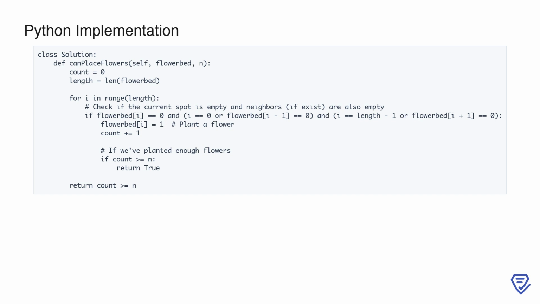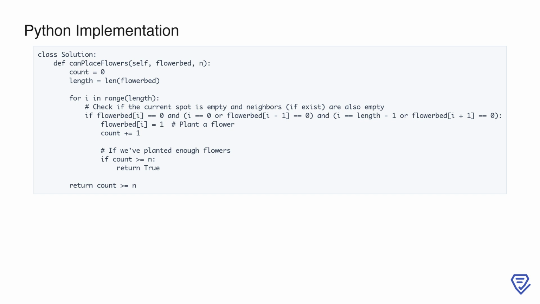3. Plant a flower. If the current spot satisfies the conditions, a flower is planted by setting flowerbed[i] to 1, and count is incremented. 4. Early exit. If count reaches or exceeds n, the function immediately returns true to indicate that it is possible to plant n flowers. 5. Final check. If the loop finishes and count is still less than n, the function returns false to indicate that it is not possible to plant n flowers without violating the rules.